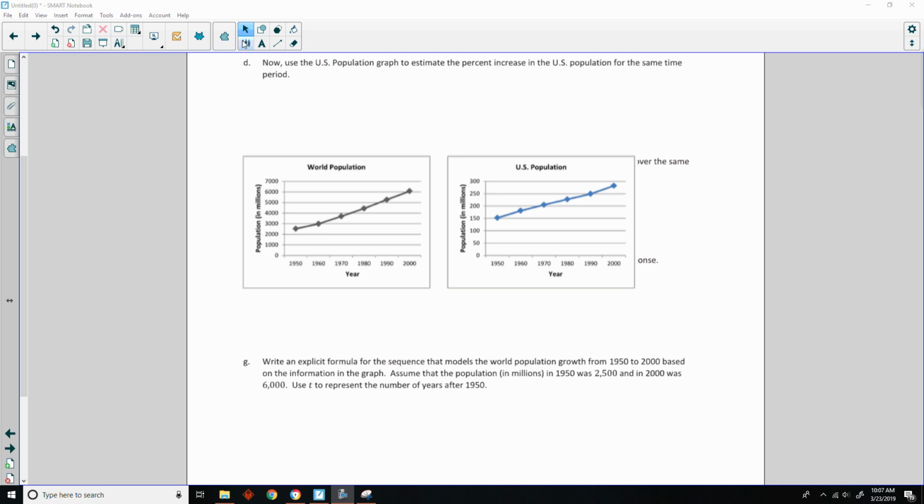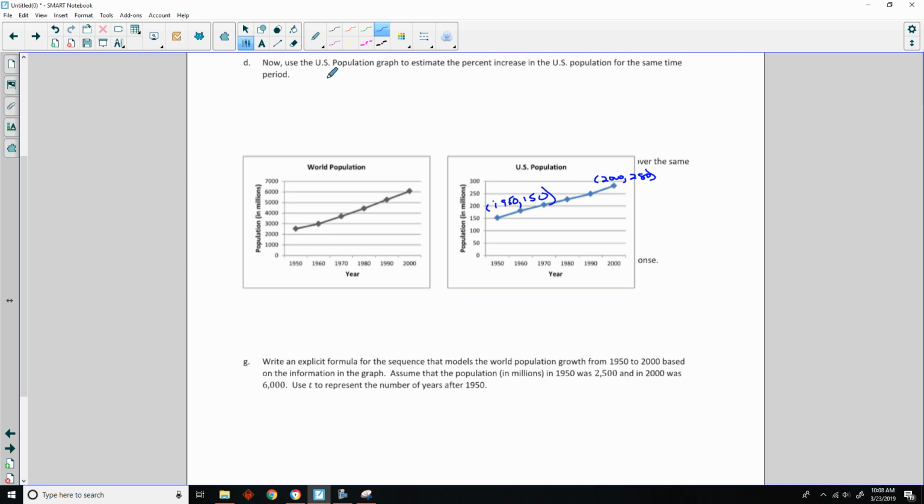Okay, so now it says to use the U.S. population graph to estimate the percent increase in the U.S. population. So we're going from 150 up to, what is that, 280? Let's call that 280. So this is the point 2,000, comma 280. And this is the point 1950, comma 150.